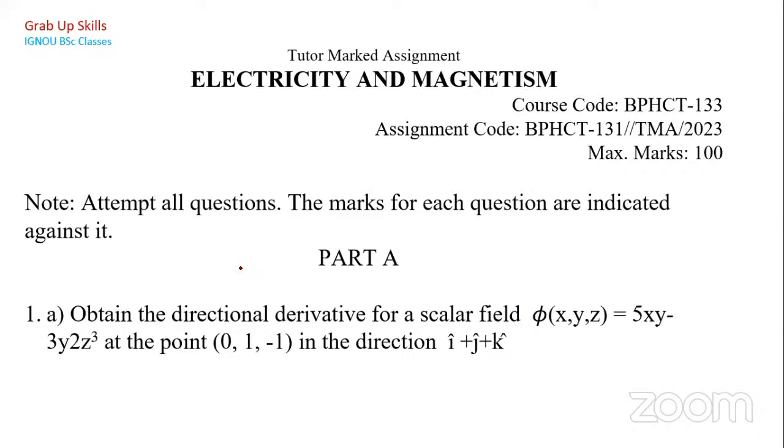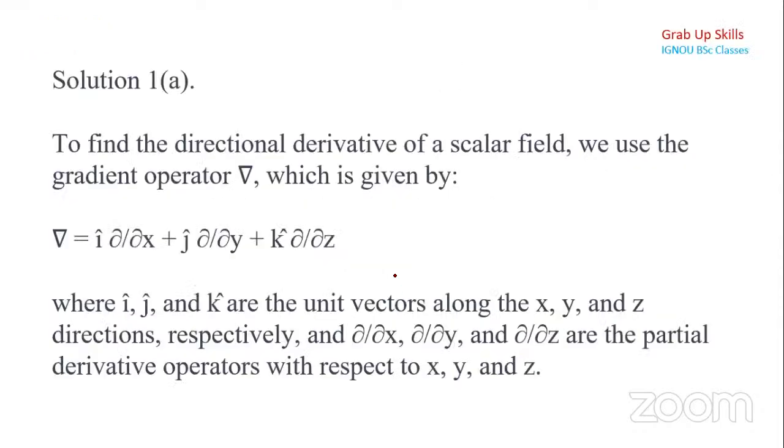This is Sushma. So today we'll be seeing the semester 2 assignment questions. We'll see the first question: obtain the directional derivative for a scalar field phi of x y z equal to 5xy minus 3y square z cube at the point (0, 1, -1) in the direction of i cap plus j cap plus k cap. So this is the question that is given to us, right? Yes. So we'll see the solution for it.